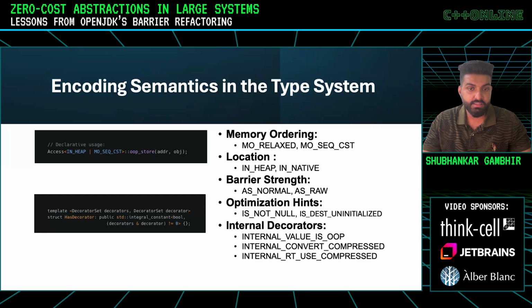You can see the categories here. We have memory ordering decorators that map exactly to C++ hardware atomics, like MO sequential consistent. We have location decorators like in heap versus in native. We have optimization hints like is destination uninitialized, is not null. Notice that orthogonal decorators like memory order release and in heap are mixed in the same bit mask. The pipeline separates these two concerns later.